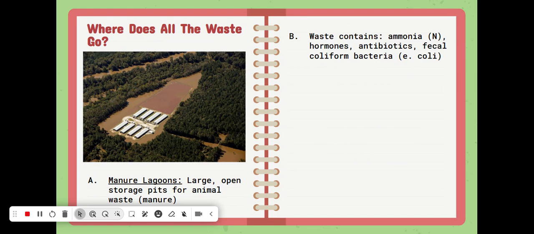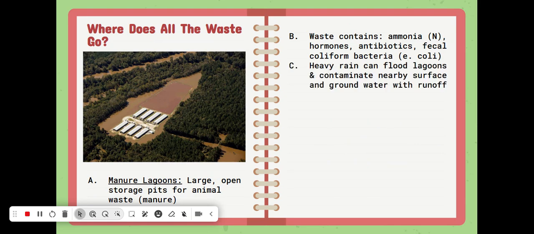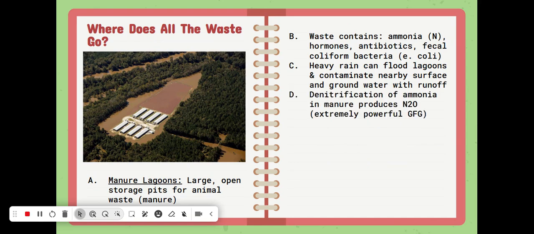That waste is going to contain high concentrations of ammonia or nitrates. It will also contain any growth hormones or antibiotics given to the animal. It will also have fecal coliform bacteria, or E. coli, that is from their digestive tract. Heavy rains could potentially cause these manure lagoons to contaminate nearby surface waters or even groundwater. Denitrification of the ammonia found in their manure is what's going to produce nitrous oxide. That's a very powerful greenhouse gas which can continue to exacerbate global warming and climate change.